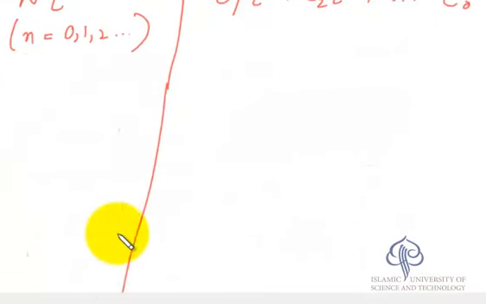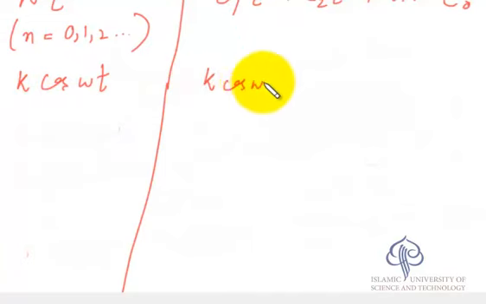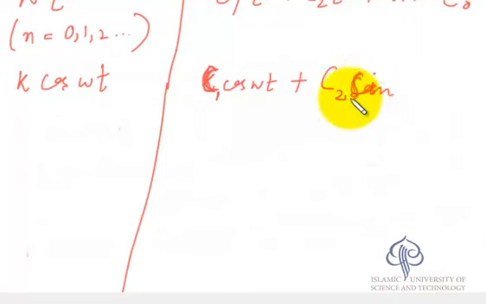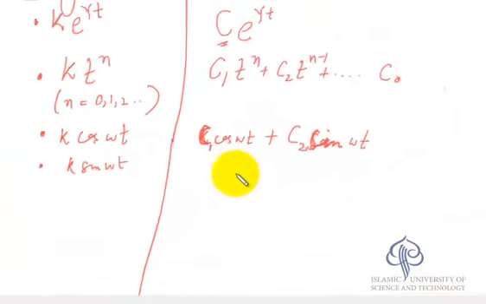If your forcing function is k cos omega t, and if you differentiate this you'll get a sinusoidal term. So the particular integral is c1 cos omega t plus c2 sine omega t. Similarly, if it is k sine omega t, we'll get the same thing here.